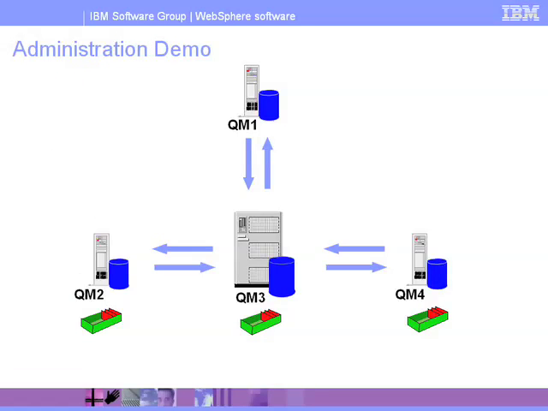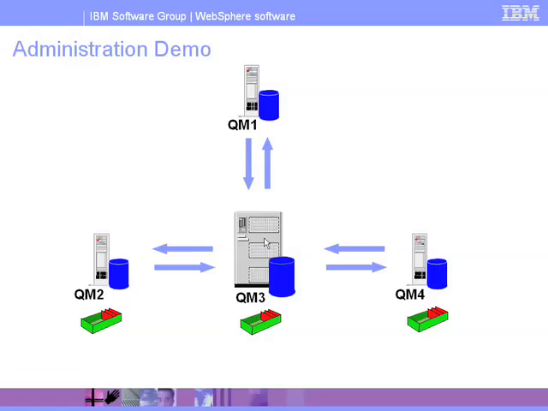Before we demonstrate how to create a cluster queue manager and show workload balancing in action, we'll first describe the cluster used for the demonstrations. The first thing to note in this diagram is the full repository, Queue Manager 3. This holds the repository that contains all of the objects used in the cluster. These are all of the cluster channels and all of the cluster queues.